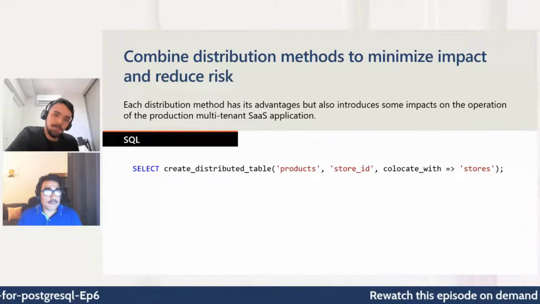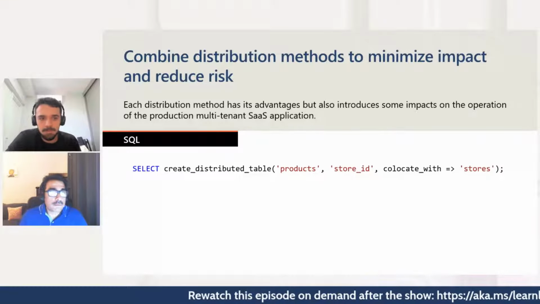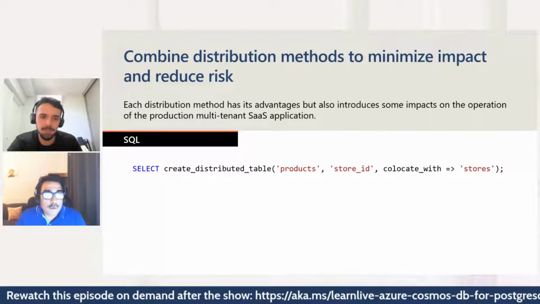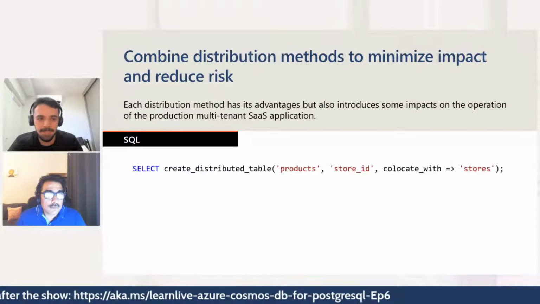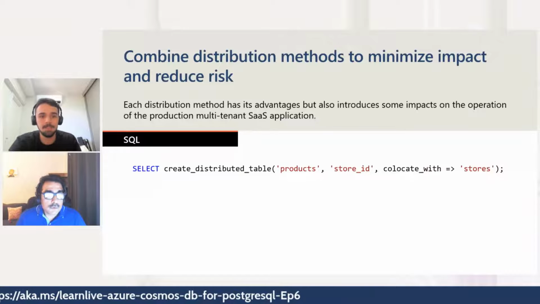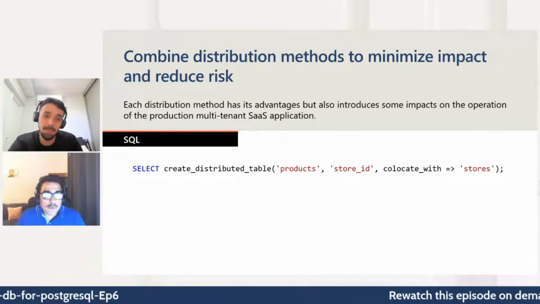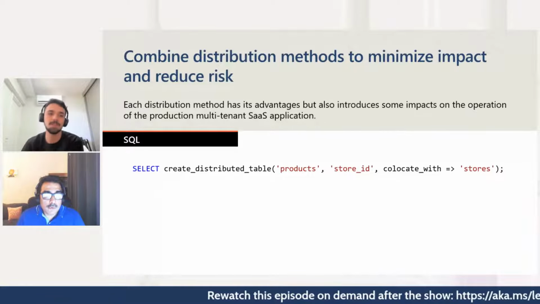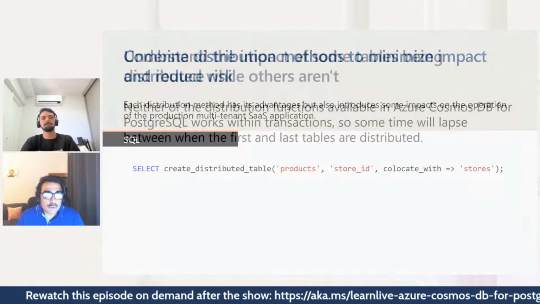I just want to add a few things here, Rajneesh. If you don't specify the colocate with parameter on the create distributed table, it will colocate with every table that has the same data type and value. So it is also possible to not include the colocate with, but if you want to specify exactly, hey, I want to colocate this table with this one, then you can specify it.